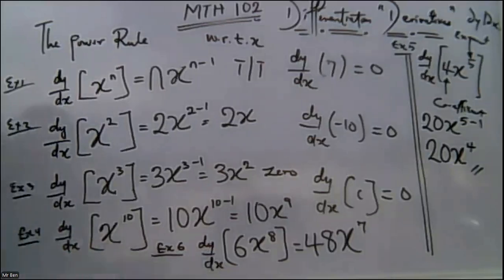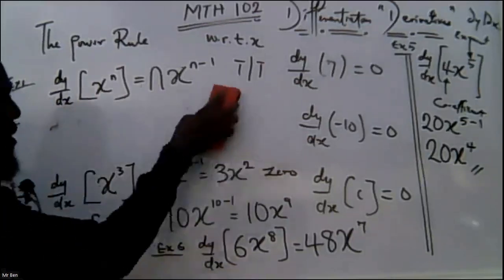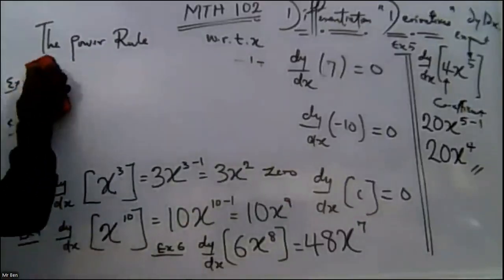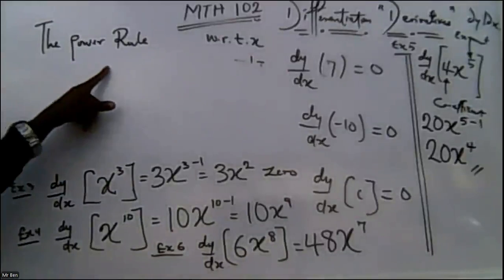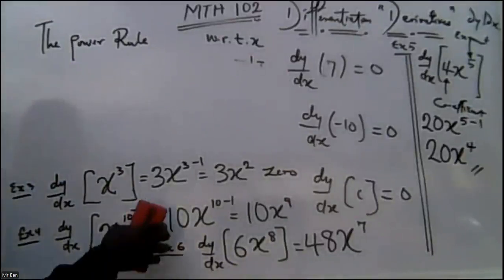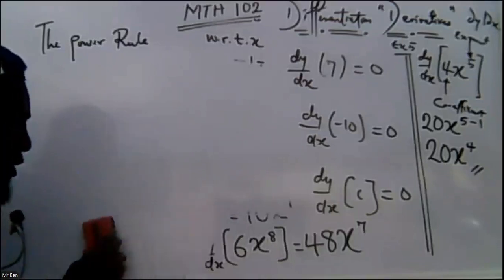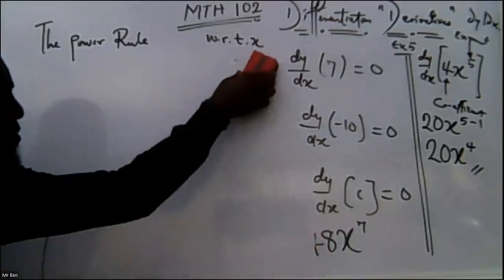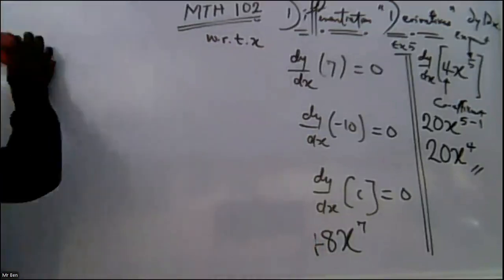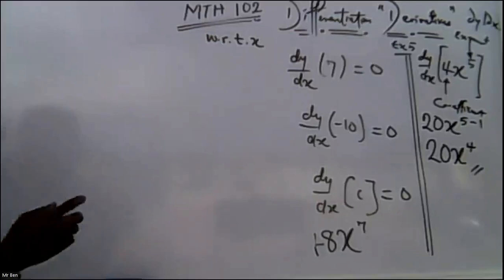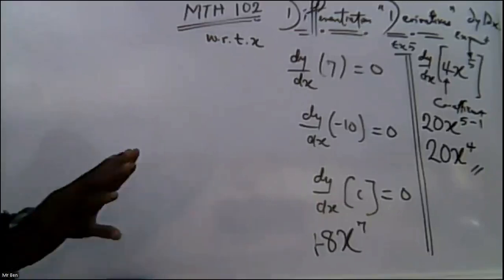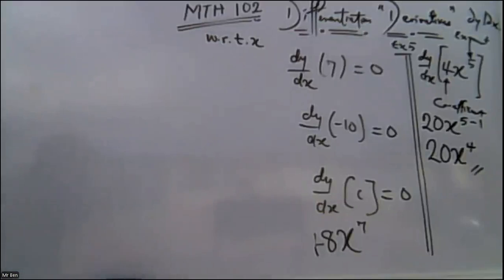Let me rub the board. Let's move straight to it. We are just done with the power rule, right? Let's now move to derivative of a polynomial function. And we are differentiating with respect to x. All we have been doing, we have been differentiating with respect to x. So let's continue by differentiating a polynomial function.